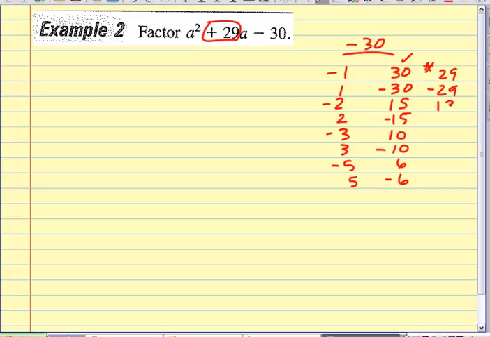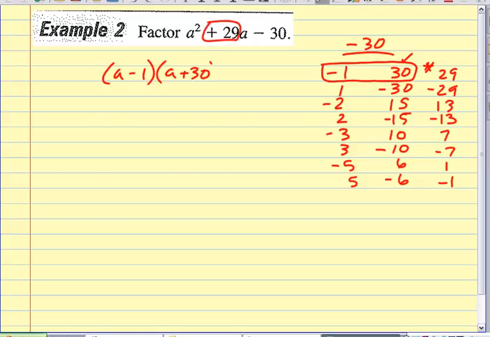This one's going to be 13, negative 13. This is going to be 7, negative 7. This one's going to be 1, negative 1. This is the one that I want. So I'm going to get a minus 1 times a plus 30. Done. Cameron did it in his head. He told us before what it was going to be.